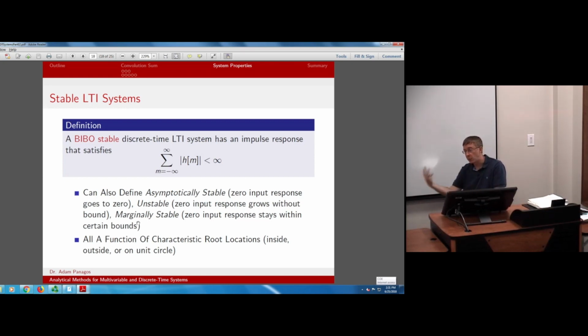So those are really three other types of stability that we could classify as well. So bounded input, bounded output is one type, and then another type that we discuss are these types of stability: asymptotic, unstable, and marginal, which all have to do with characteristic root locations.